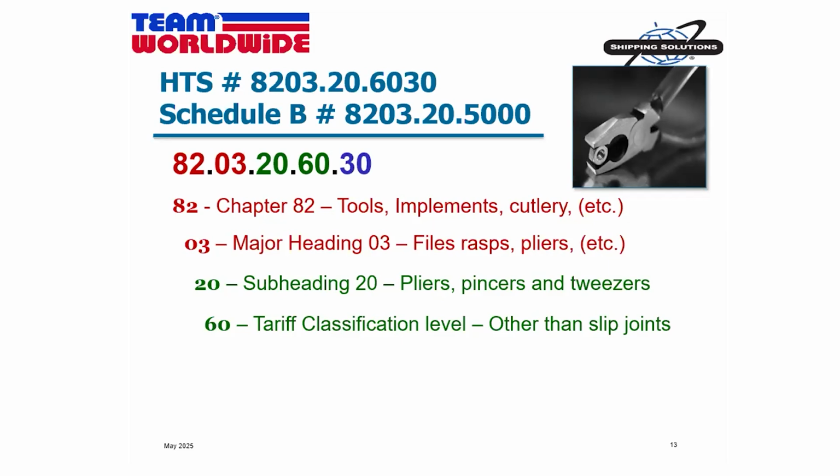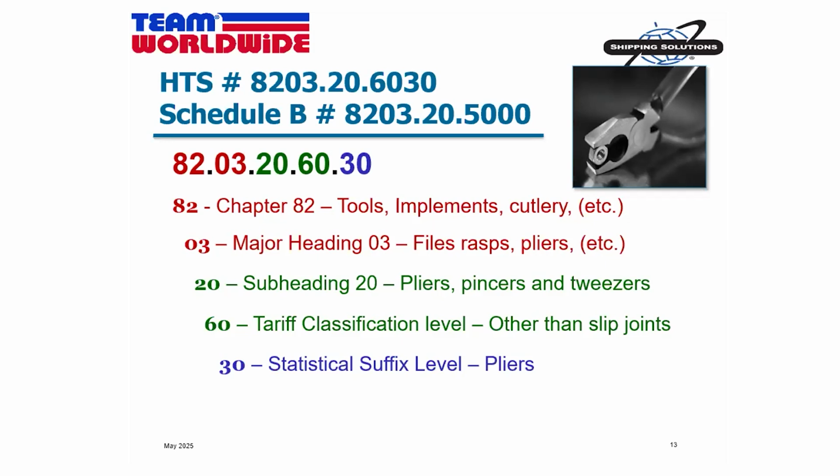So if a simple pair of pliers requires some technical detail, you can imagine other products may require a much higher level of technical information. On the export side, this would just be considered a statistical level. And then the full digit classification for import would be 8203 20 60 30.